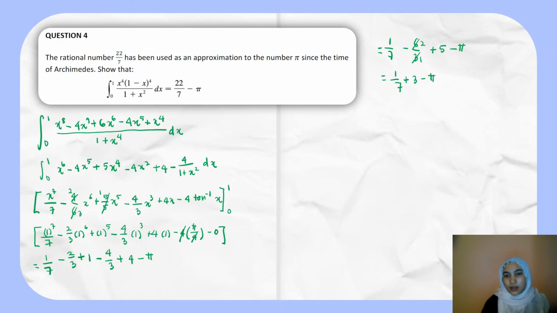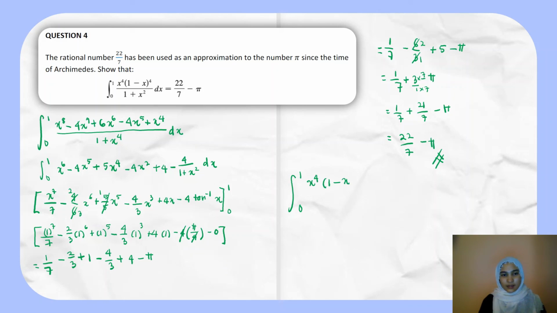This 3 is over 1, so you can just multiply by 7 over 7. So you will get 1 over 7 plus 21 over 7 minus pi. Then simplify it again, you will get 22 over 7 minus pi. So that's the answer. So it is proven that the integral from 0 to 1 of x to the power of 4 times 1 minus x to the power of 4 over 1 plus x squared dx is indeed equal to 22 over 7 minus pi.